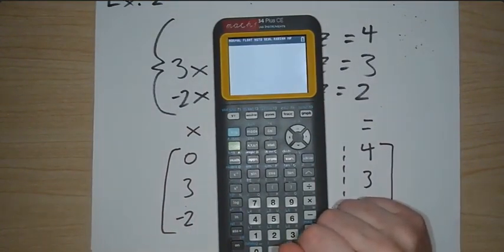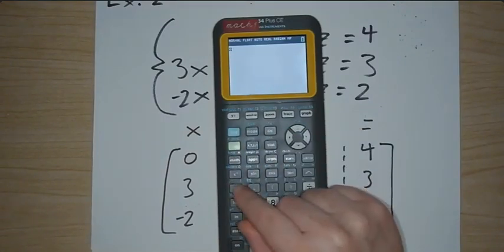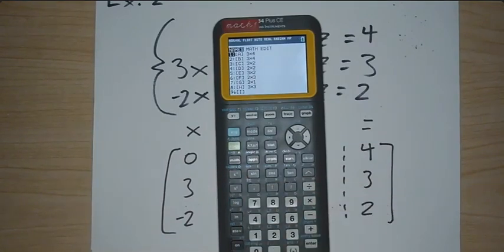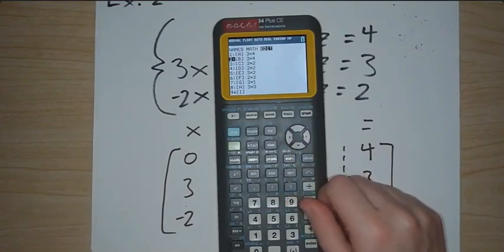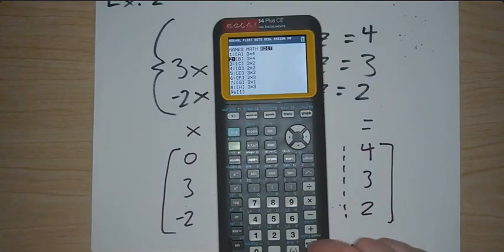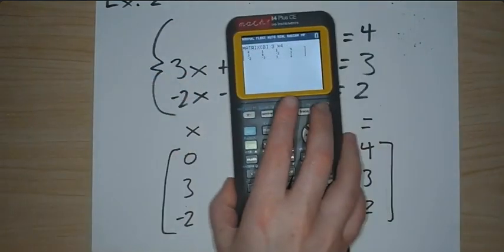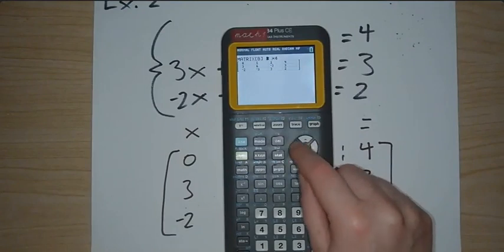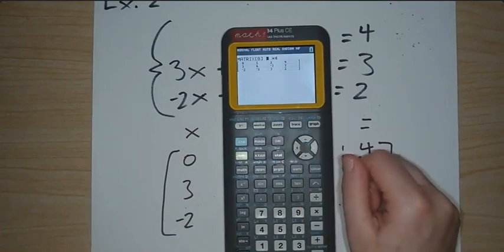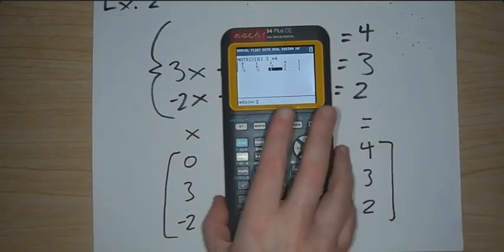We need to go to our matrix menu, so we press second, and then x to the negative 1. We have our names. We want to go to edit, and scroll down to a matrix that we want to edit our system into. So I've chosen matrix B. You can change the dimensions up here. This is a 3x4 matrix. It has 3 rows and 4 columns. And then you put in all of the numbers that we found out here.